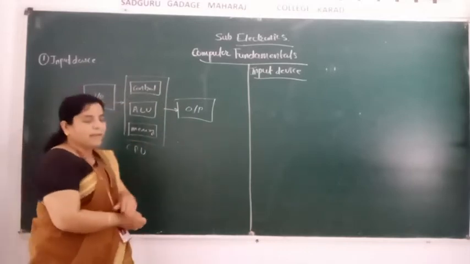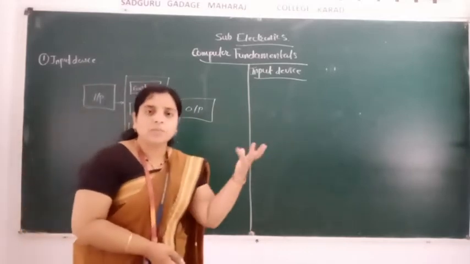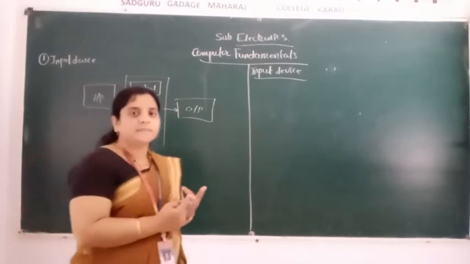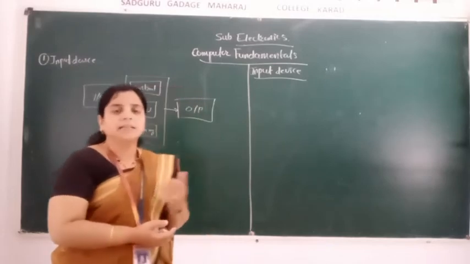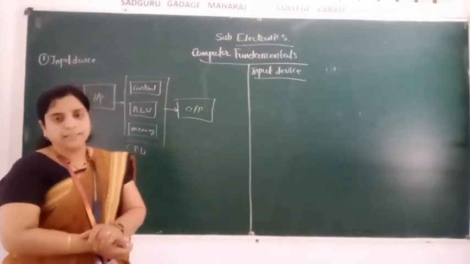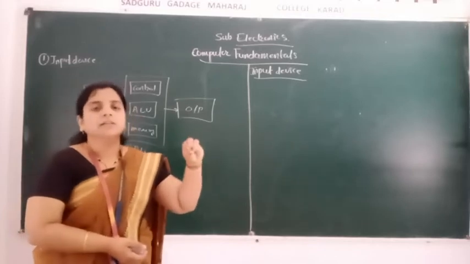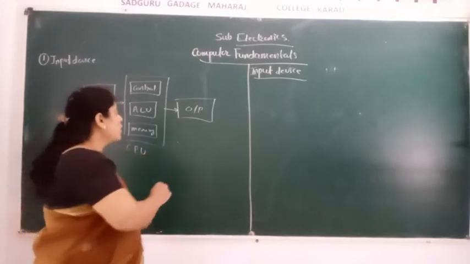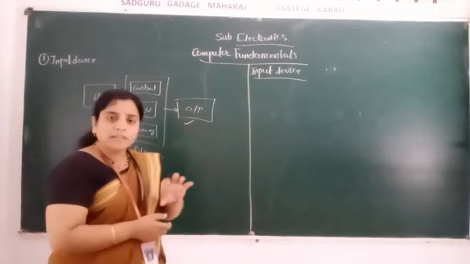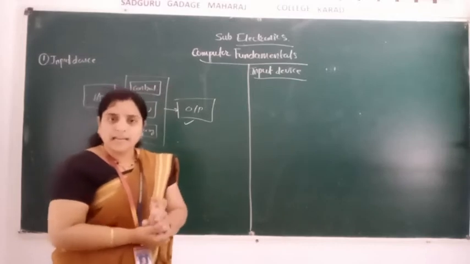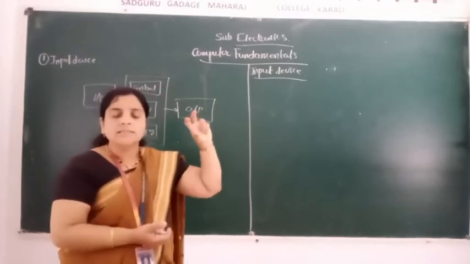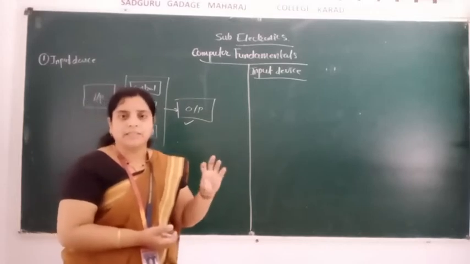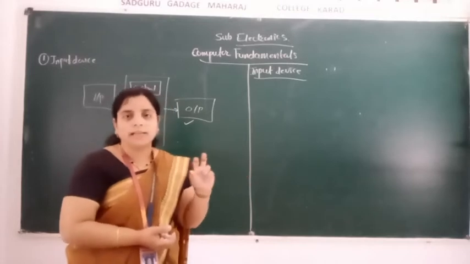So input is applied. How many types of inputs are there? There are so many types of input, for example keyboard, mouse, light pen, joystick. All these are types of input devices. Input means whatever we are giving to the computer for performing that task is called the input device. And what is the output device? Whatever task the computer has performed and shown on the screen is called the output device. The human understandable message given by the computer is called the output device.